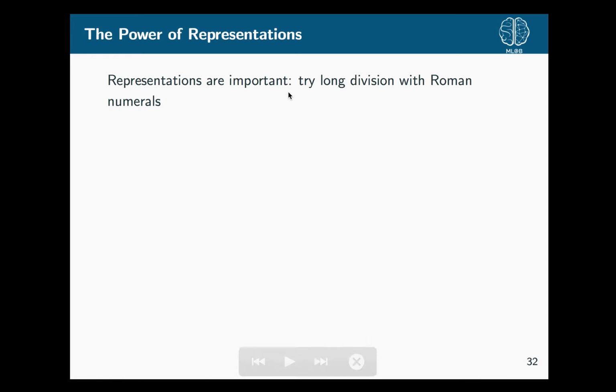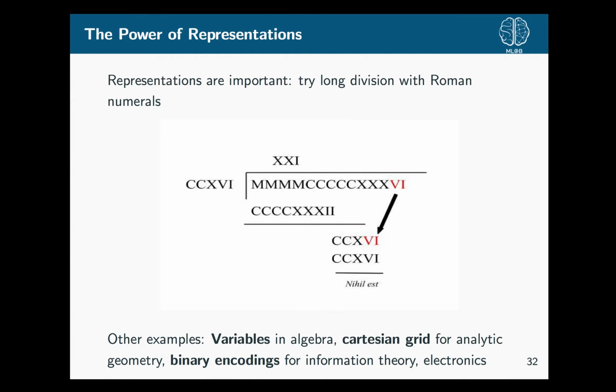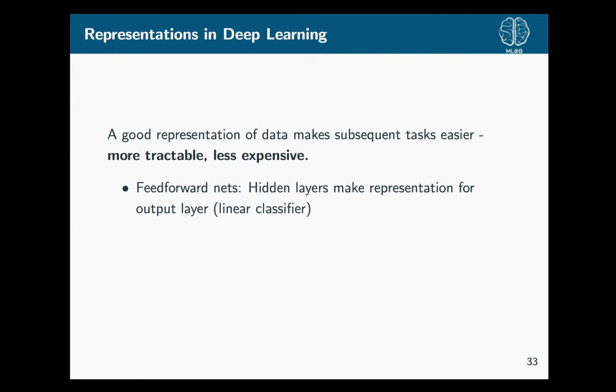So representations are very important. I found this picture on the internet. I found it funny, right? Try doing long division with Roman numerals. And I don't even know how this is working. But basically, if you don't have good representations in STEM, then you're kind of screwed. And so a lot of the big changes in history actually just came from learning good representations of things. I've got some examples down here, right? And most of this entire field of machine learning and deep learning is actually based off of having good representations, I would say. So the point of representations is making subsequent tasks easier. So for example, when you have a feed-forward net, that's what the hidden layers are actually doing.